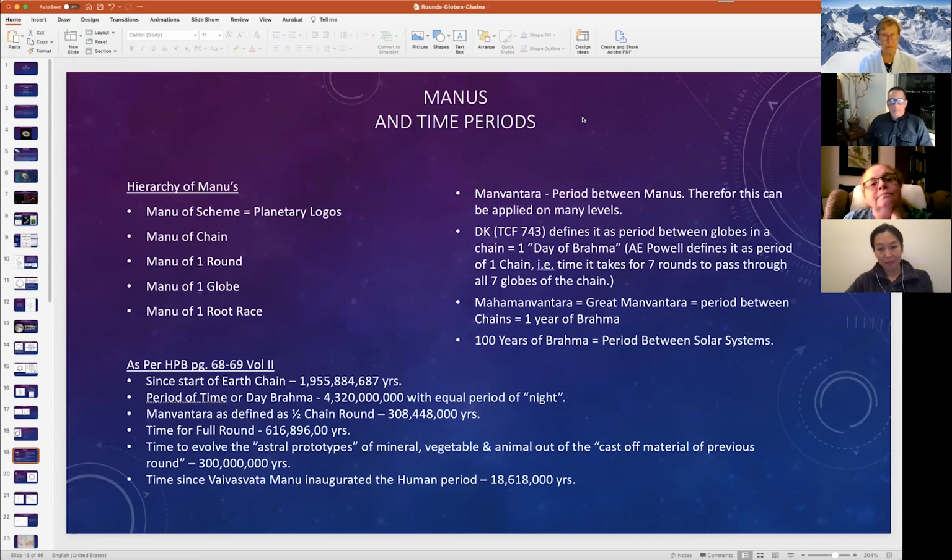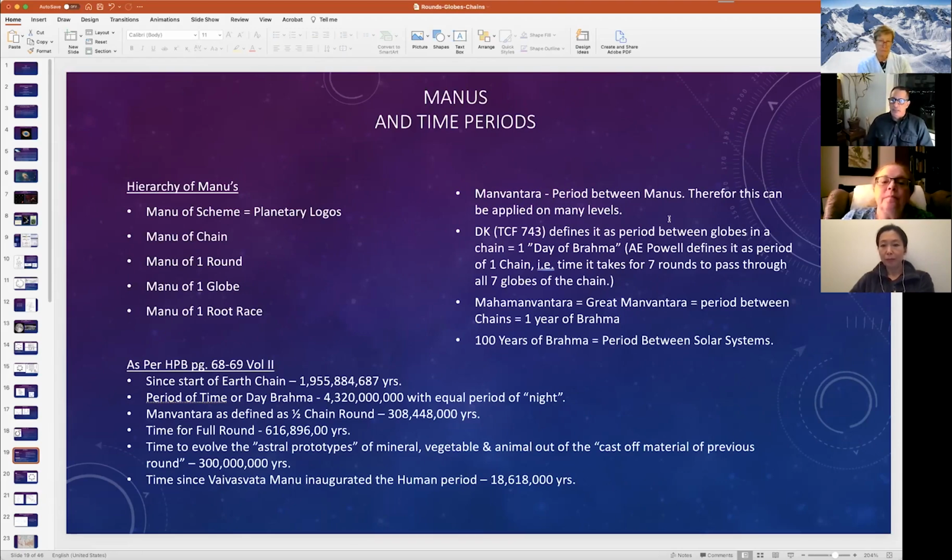So just a little bit about Manus. There's a Manu of a scheme, which is also known as the planetary logos. There's a Manu of a chain, a Manu of a round, a Manu of a globe, a Manu of a root race. In a certain sense, they're all emanations of the same one that then incarnates in some entity, gets overshadowed, some lesser being. And then Manvantara means the period between the Manus. And it can be applied on many levels.